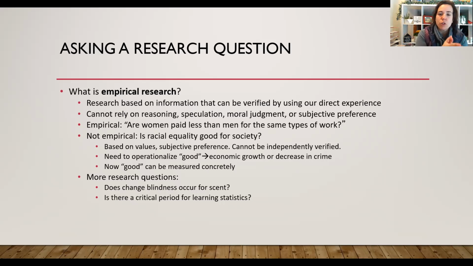So we would need to first operationalize: what does good look like? Does that mean economic growth? Does that mean decrease in crime? Does that mean greater levels of happiness and satisfaction, right? So psychological health. And then from there on, if we come up with a good definition, now it can be measured adequately and we can turn it into an empirical study.